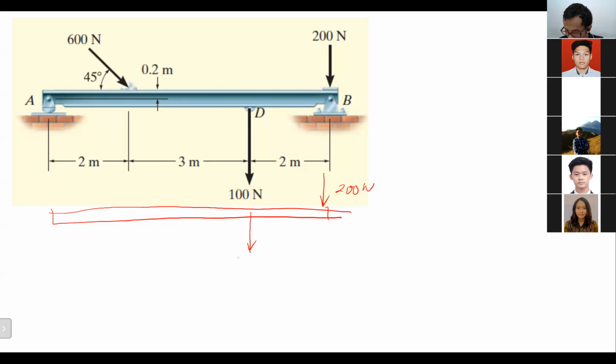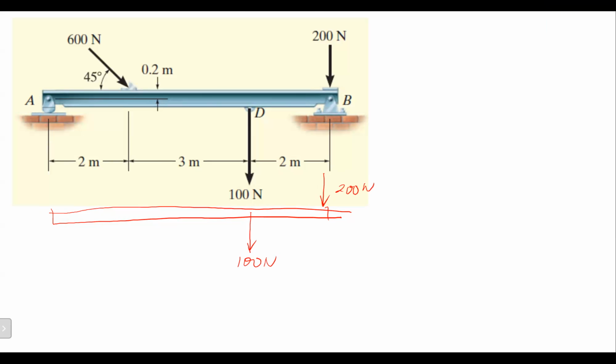200 and 100, and what else do we have here? External forces. Adila. Yes, sir. What else is there which I haven't drawn in my free body diagram? The external force. Which one? The 600. Yeah, the 600 newtons, correct. I have to draw it here. 600 newtons.